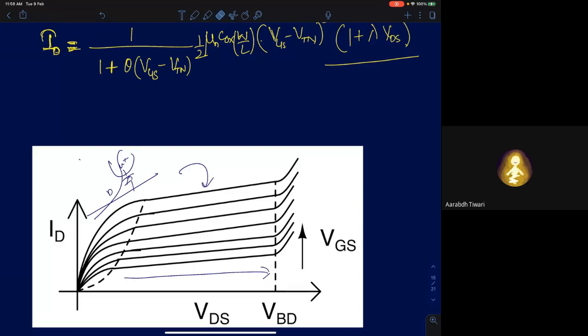It's not the channel current, but a current through a diode, the diode which has undergone breakdown. So this is your typical second order IV characteristic, which has captured everything: mobility degradation, channel length modulation, and breakdown. This is the complete IV output characteristics of your MOS device.